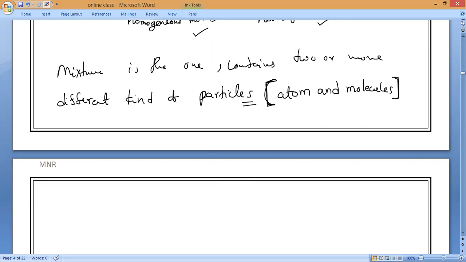Now, we know that impure substances can be made into two categories. What are the types of impure substances? Homogeneous and heterogeneous. Now, observe very carefully.